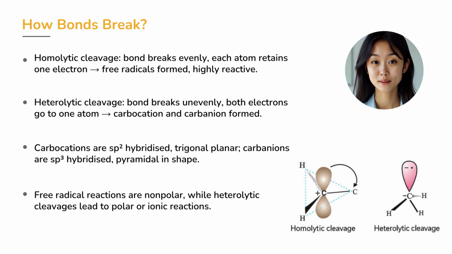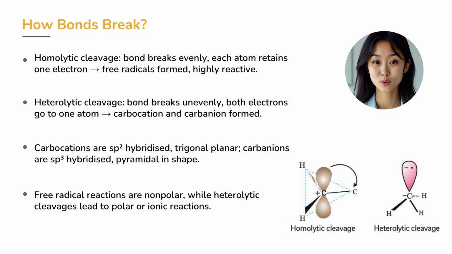On the other hand, if one side pulls the rope entirely, taking both halves, that is heterolytic cleavage. Here, both electrons go to one atom, forming ions. For instance, when a carbon-chlorine bond breaks, the carbon may lose electrons and form a positively charged carbocation, while chlorine becomes a negatively charged chloride anion.